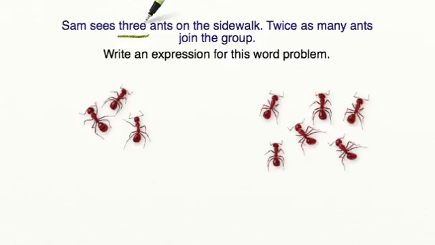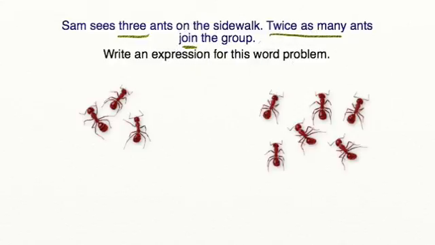I've underlined 3 because that's our starting number. We have 3 to begin with, so we're going to need to write that in our expression. I'm also going to underline twice as many, because that means we're going to need to show multiplication, multiplying a number by 2 to show that we have twice as many ants in our expression. And then I'm going to underline join, because if we're joining groups, then that means that we're going to be adding. We're going to be adding the first group to the second group.